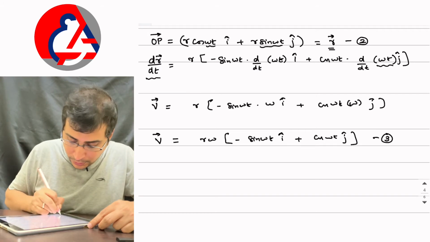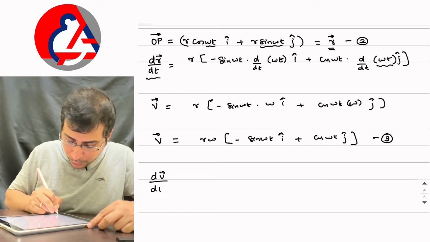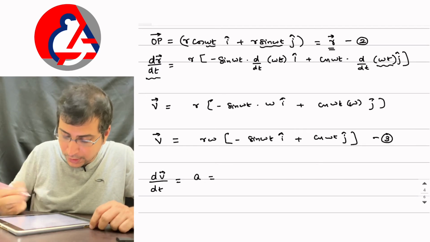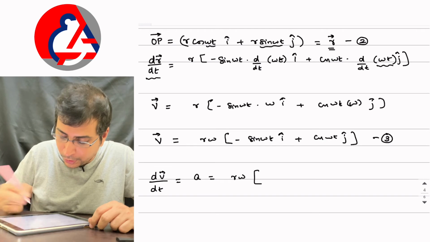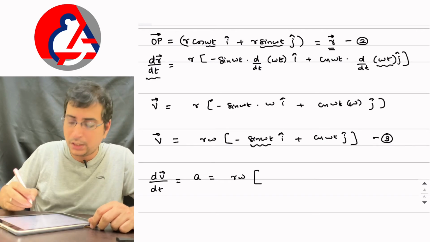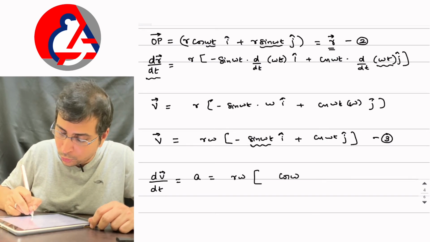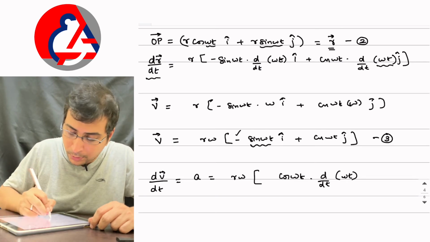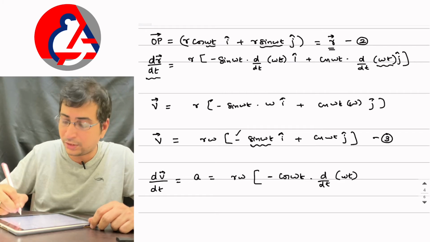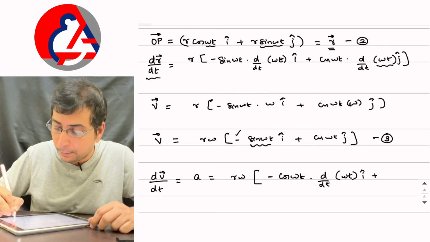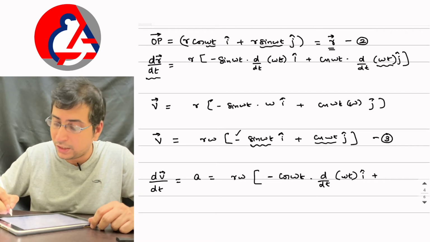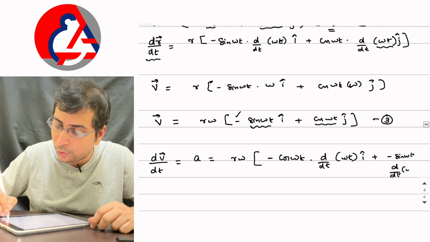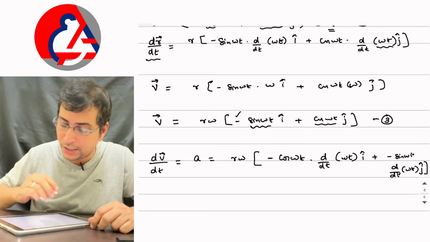The next is, if we differentiate the velocity with respect to time, then we will get the instantaneous acceleration of the particle, right? So how is it given? R omega into derivative of sine omega t is cos omega t into d by dt of omega t when I apply the chain rule. And remember, there is a minus sign outside, so I am putting a minus sign here. You have an I cap plus derivative of cos omega t is going to be minus sine omega t into d by dt of omega t, and you have a j cap outside.